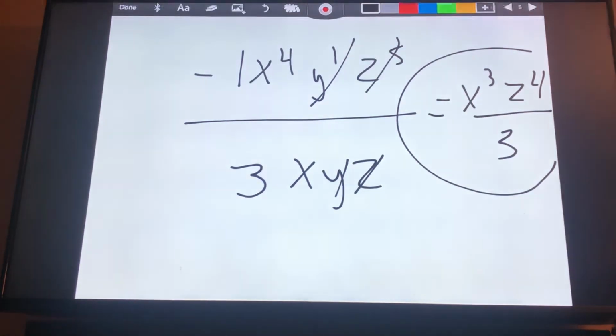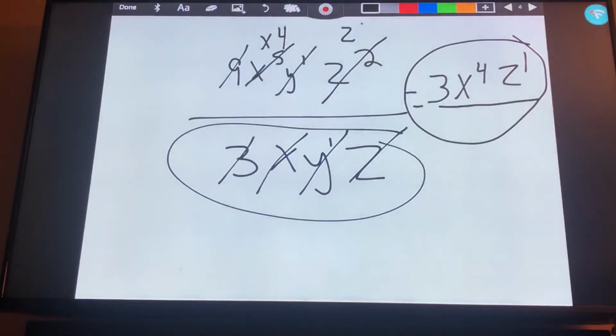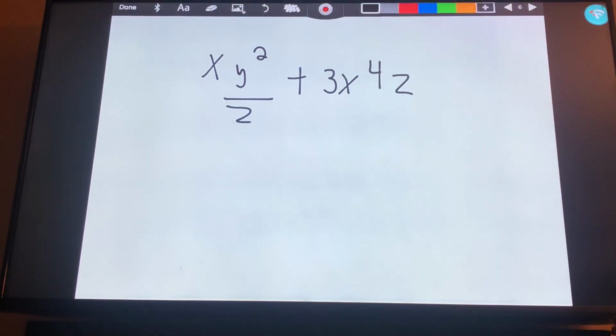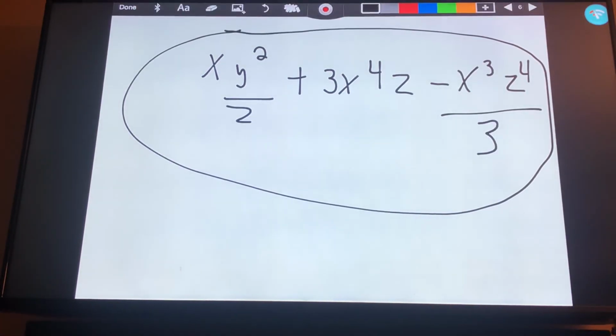This is 1. And this is going to be 2. And this is going to be our 3rd. Okay, so I'm going to write them down here, what our answers look like. We have x to the first, y to the second over z, plus 3x to the 4th z, minus x to the 3rd z to the 4th over 3. And that is what our entire problem should look like.